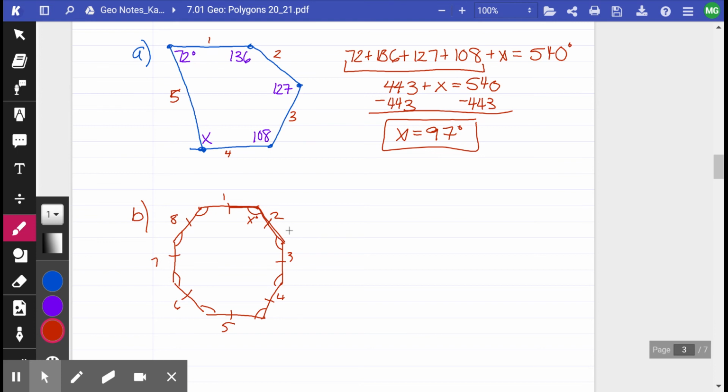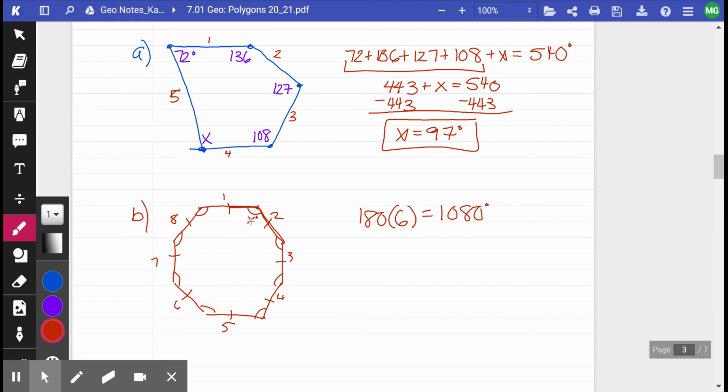Pause the video, go ahead and try that. All right, so hopefully you said same as before. We need to find the sum of all the angles first. So I'm going to take 180 times, I have 8 sides, minus 2 is 6. So it gives me 1080 degrees.